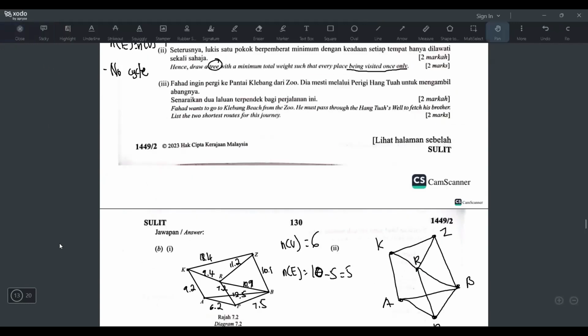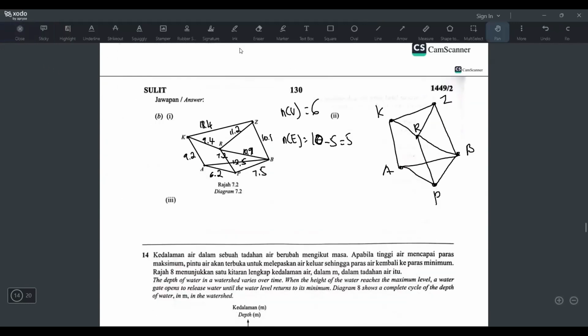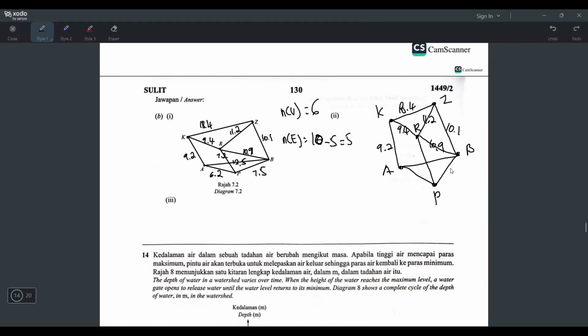So which line you will padam? Since they want the tree with a minimum, right? So you will choose 5 edges with the highest weight. So let's write down the weight: 18.4, 9.2, 9.4, 11.2, 10.1, okay, and then 10.9, and then 7.5, 12.5, 7.2, and then 6.2. Okay, which line has the highest weight? So you will erase that, okay, the 5 with the highest weight.